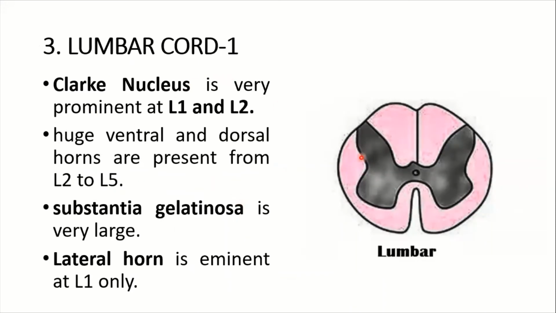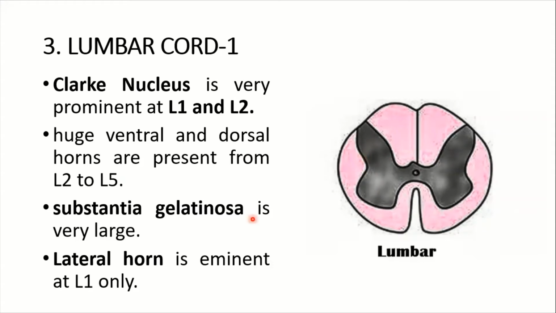So in the lumbar cord, what happens? The Clarke's nucleus, nucleus dorsalis, is very prominent at L1 and L2. Huge ventral and dorsal horns are present from L2 to L5 levels. And interestingly, the substantia gelatinosa is very, very large. The substantia gelatinosa present here is very large.